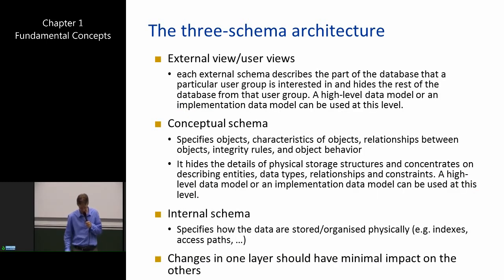Let's have a closer look here. The external view, or the user views, are situated, of course, at the external layer, and an external view or scheme is going to describe the part of the database that a particular user group is interested in. Particular user group, professors, students, educational program assistant. And it's going to hide the rest of the database from that user group. So by means of a view, you can kind of shield information from particular user groups. Students should not have access to professor information. They should not have access to a professor's salary, for example. So you want to make sure that that information is shielded from students.